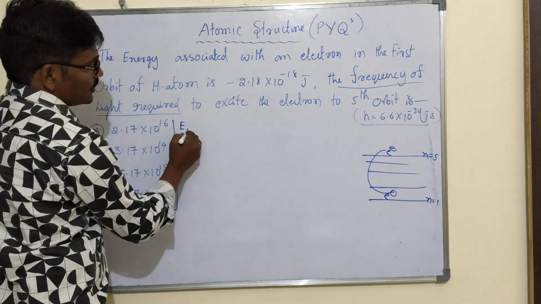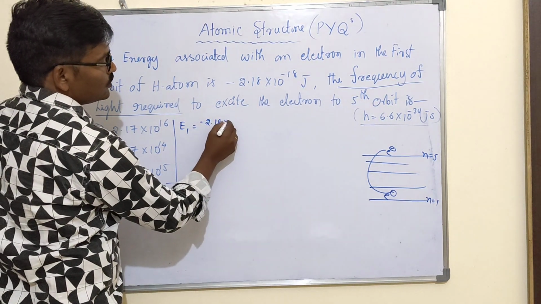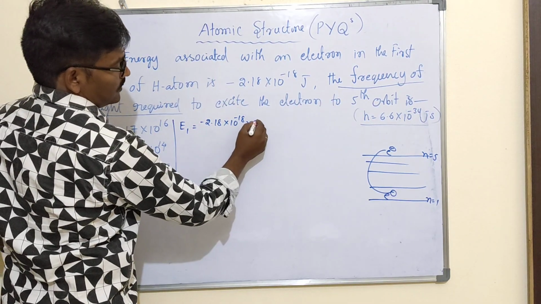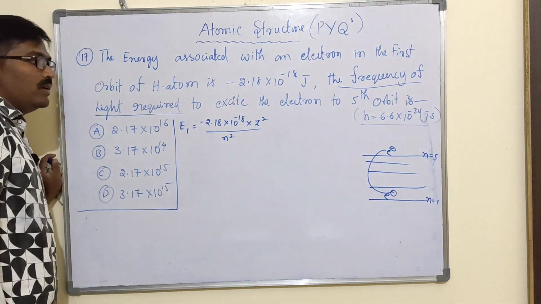Energy of the first orbit is equal to minus 2.18 into 10 to the power of minus 18 into z square by n square. This is the formula, z square by n square.